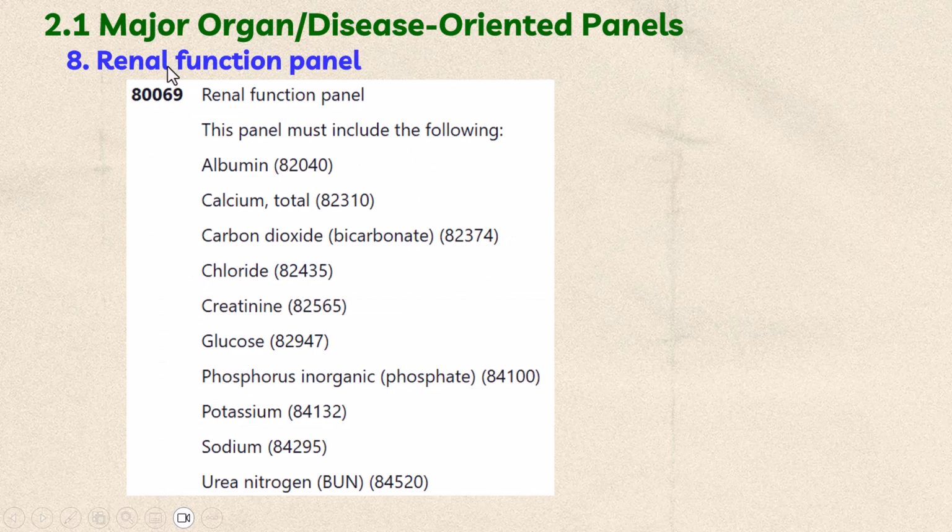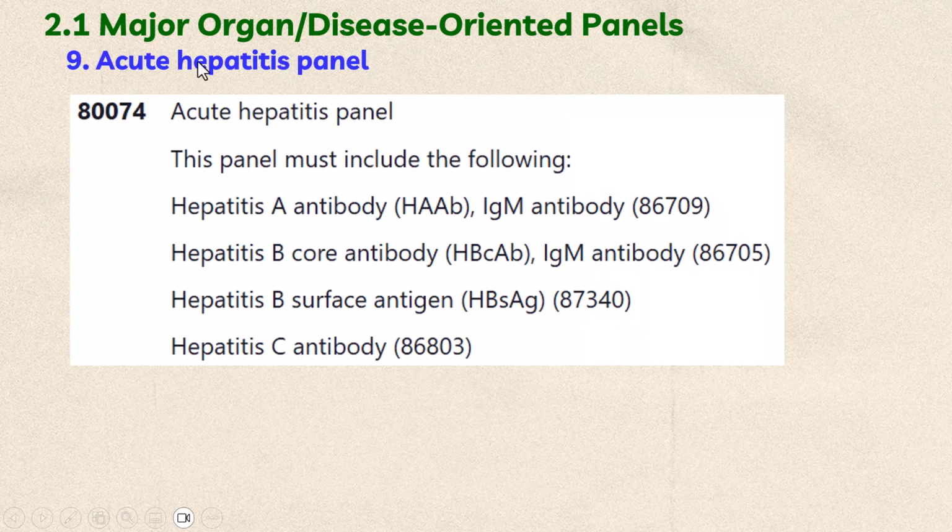Number 8, renal function panel. This panel must include the following: albumin, calcium total, carbon dioxide, that is bicarbonate, chloride, creatinine, glucose, phosphorus, inorganic, potassium, sodium, and urea nitrogen. If the panel does not include all the items, then you have to code the individual items separately.